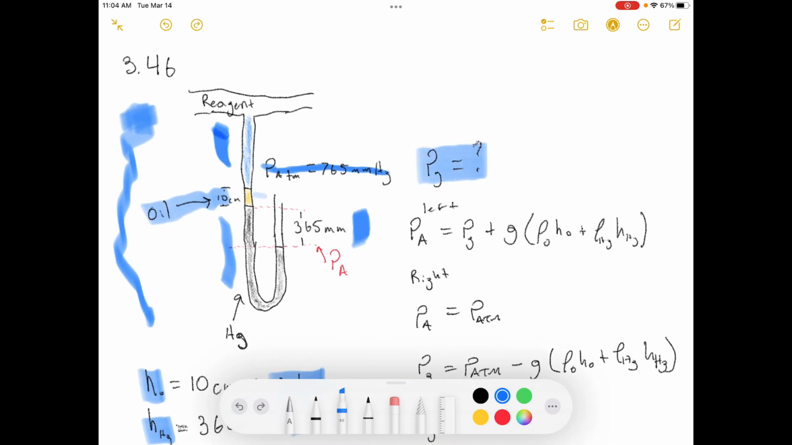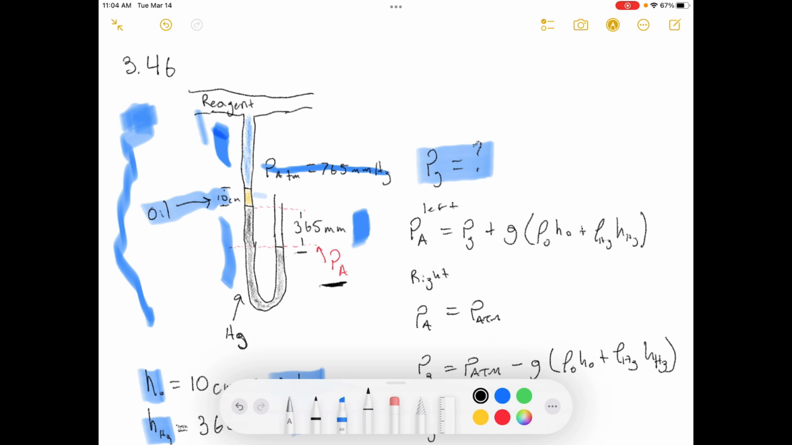It's our job to figure out what the pressure is inside of this pipe, and I said that that was P sub G. Okay, so first I drew a line, which is PA right here. I drew a line across PA, you can see in red here, to compare the pressure in the manometer. So at PA on the left-hand side, and then we'll compare PA on the right-hand side, and those pressures should be equal.